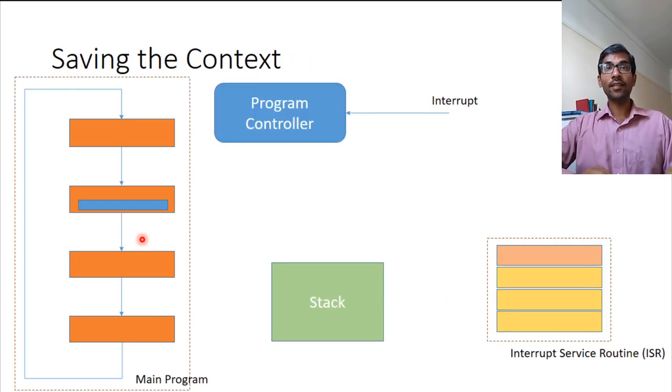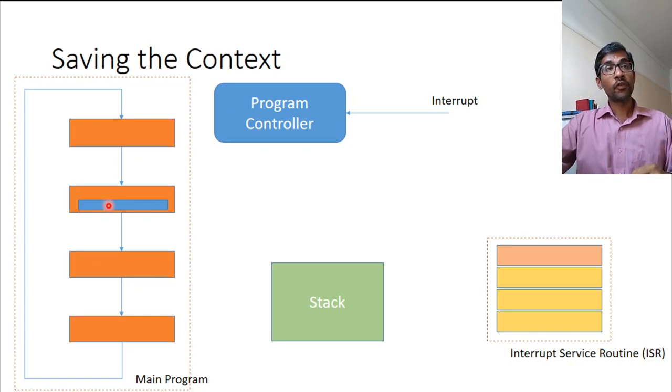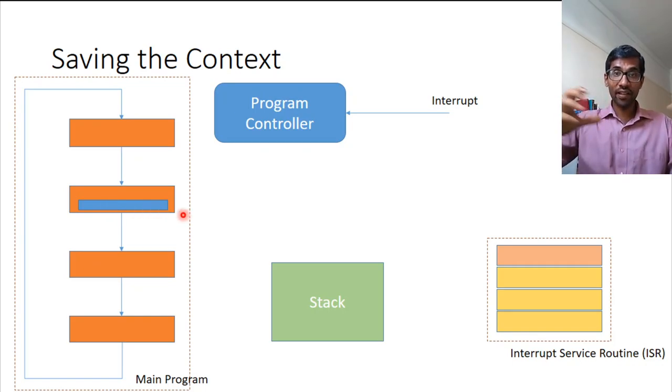So to do that, let's take a look at yet another concept, the concept of a stack. Okay, so here's our main program which is running. Here's our interrupt service routine which we need to respond to when this interrupt arrives. So we are executing this code, and this code has this context associated with it, which I have shown in blue. So what I can do is I can take this entire context and put it in another memory location, which I'm calling the stack.